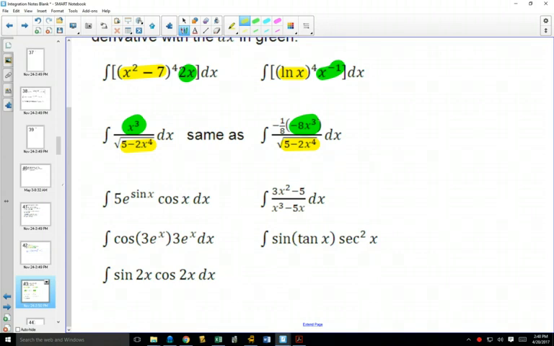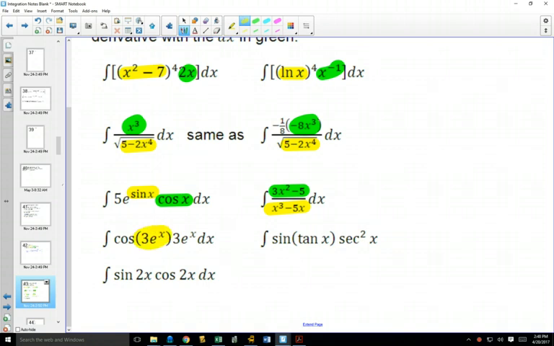See how you did. The inside function here is sine x. The derivative of sine x is cos x. This one's not as easy to see. The inside function is the 1 over that, because it would be like it's inside and it's something to the negative 1. The derivative of that, 3x squared minus 5.